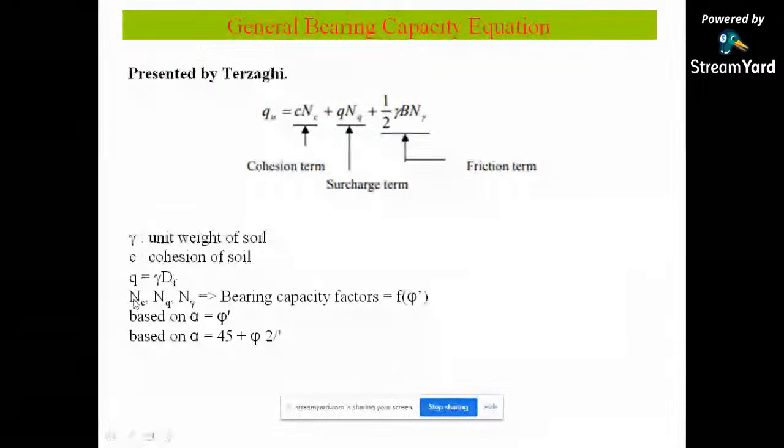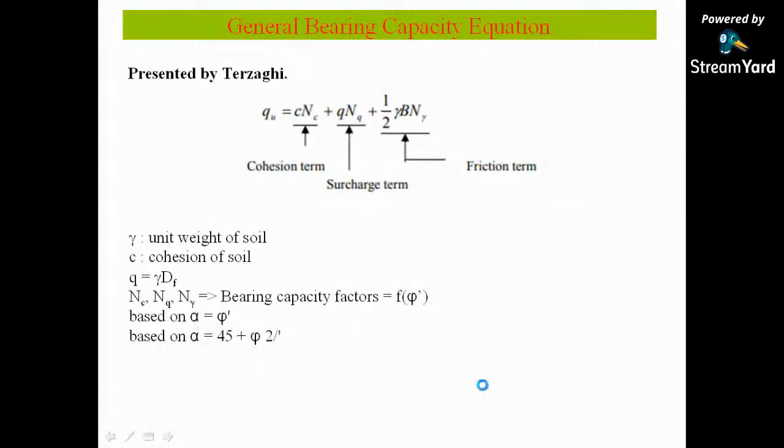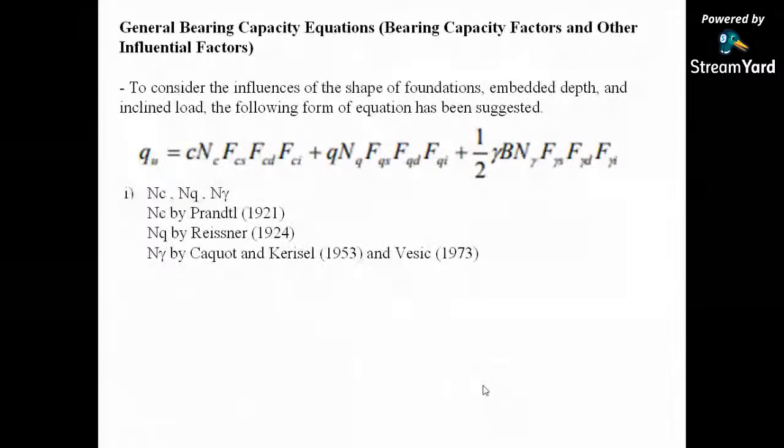NC, NQ, and N gamma are your bearing capacity factors based on alpha equals phi dash and based on alpha equals 45 plus phi by 2. General bearing capacity equations, bearing capacity factors and other influential factors. To consider the influences of the shape of foundations, embedded depth, and inclined load, the following form of equations has been suggested. So look how beautiful and big the equation is.